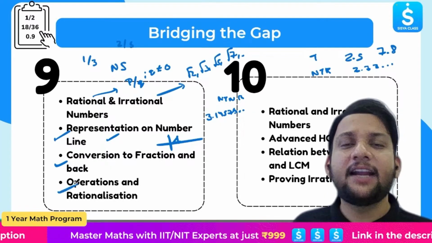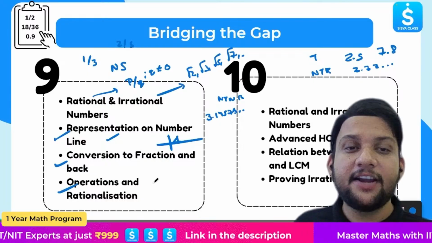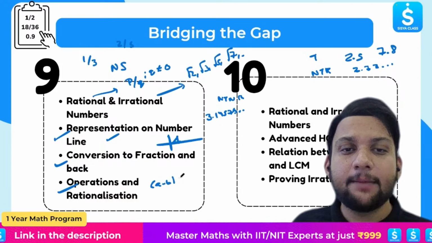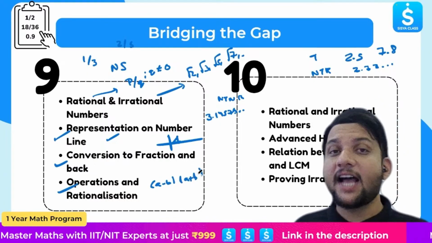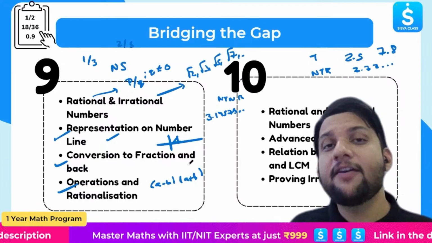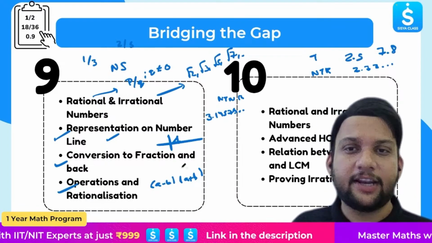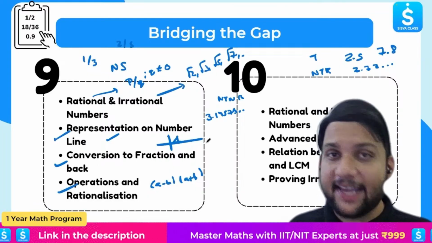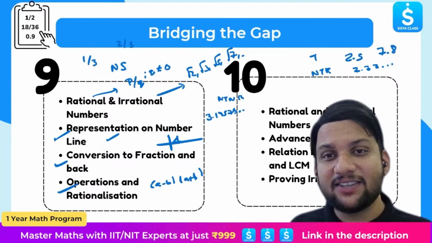Next, we learned operations and rationalization, in which one particular identity was (a minus b) times (a plus b). This you should know because this identity is going to be used, not in this chapter alone, but everywhere in this whole 10th grade. So, moving to grade 10, first I'll quickly walk you through rational and irrational numbers.